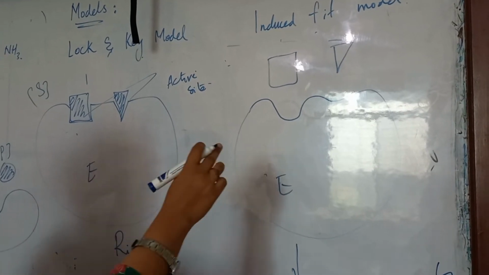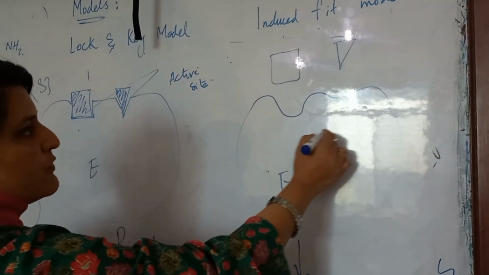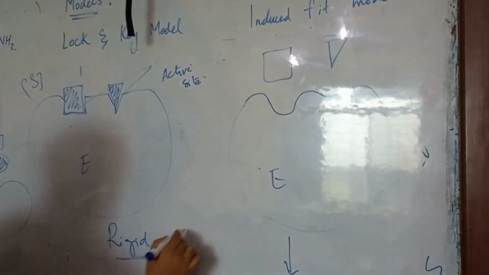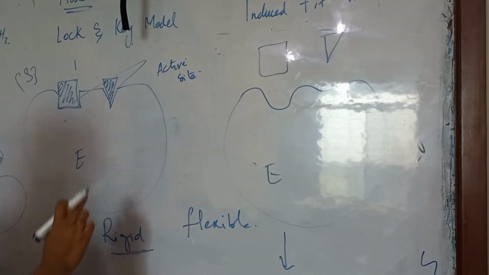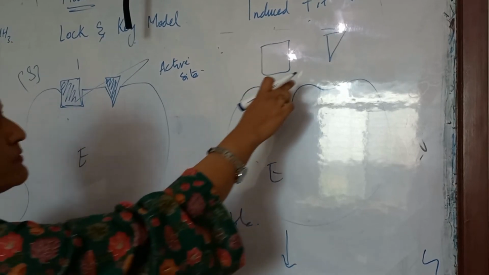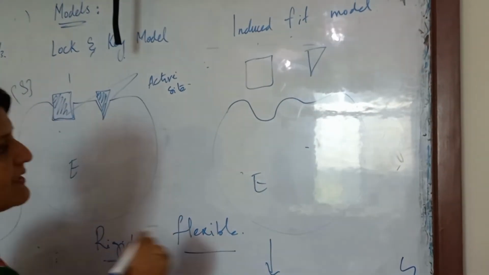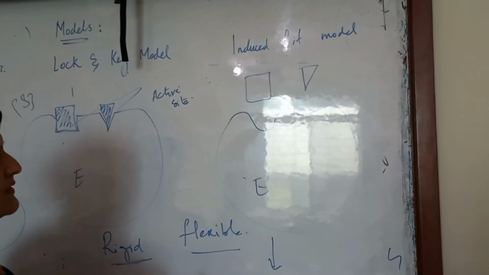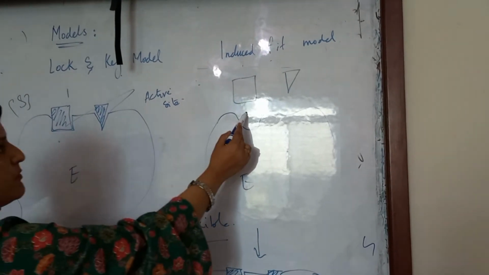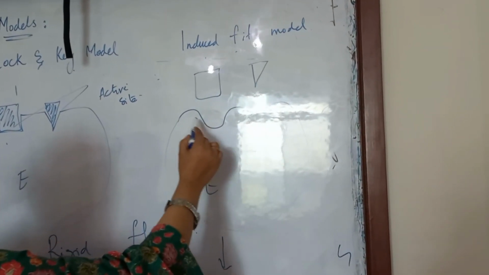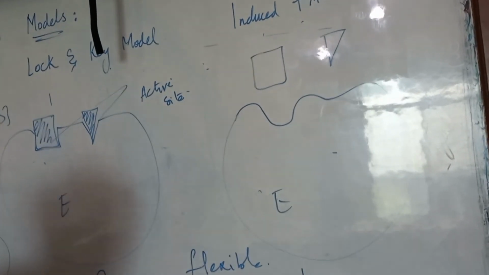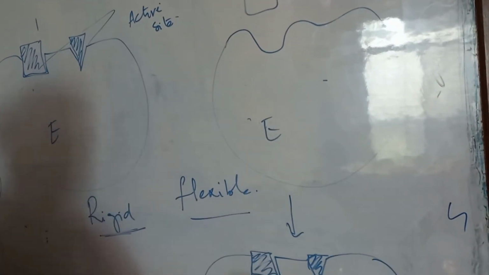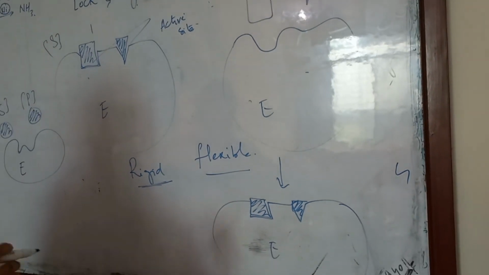But the induced fit model says that the active site of the enzyme is not rigid, it is flexible. So this is the major difference. The lock and key model says that the active site is rigid, but the induced fit model says that the active site is flexible. So what happens when the active site is flexible? The shape of the substrate is not complementary with the shape of the active site of the enzyme, but when the substrate binds, the enzyme changes its shape and it adjusts the substrate into the active site.